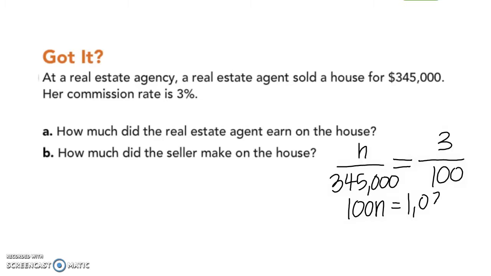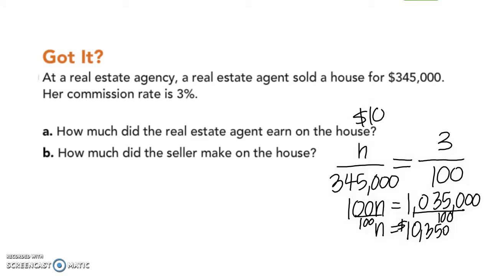That's 1,035,000. And then I divide that by 10. And it gives me, not 10, divided by 100. Sorry, divide by 100. And we get $10,350. So that's the amount that the real estate agent gets to keep.